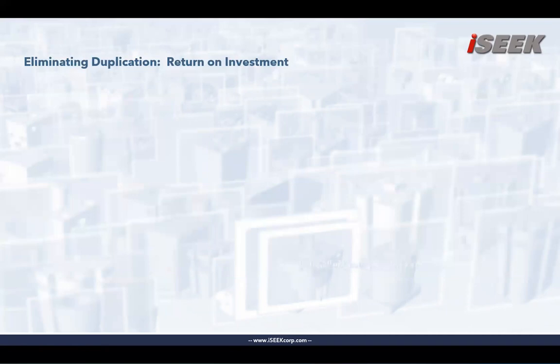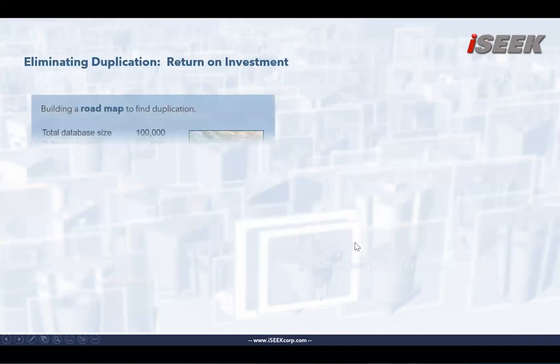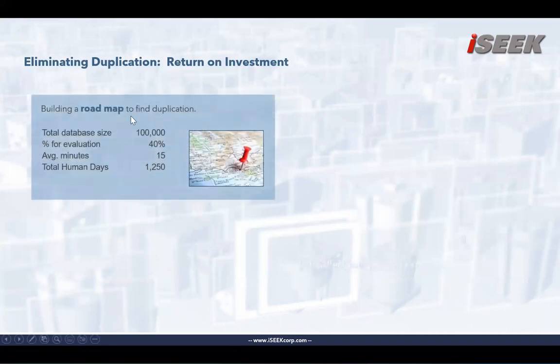The return on investment for this kind of work is very high. In a data set of 100,000 models where 15 minutes is allocated for the analysis of each model that's relevant, a total of 1,200 human days would be required, whereas that work could be completed with a CAD Seek analytics report in well less than 1 day.